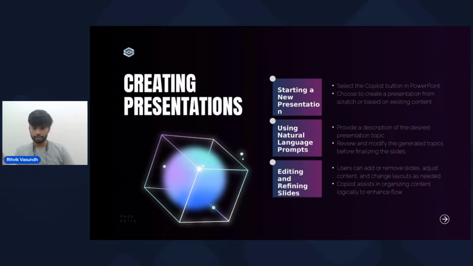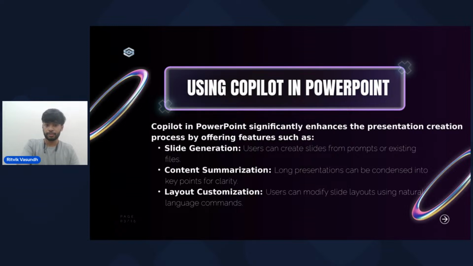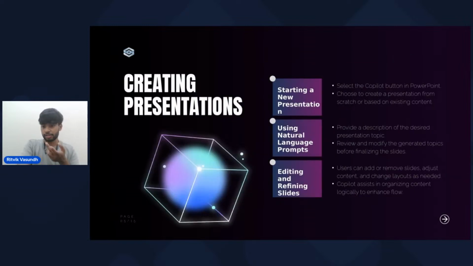Now the third part: users can add or remove slides, adjust content, and change layouts as needed. Copilot assists in organizing content logically to enhance flow. Suppose you got the list, you chose the designs, and now you want a particular slide added or removed. So you can do that. You can change the layout as needed, as discussed previously in this slide. That was layout customization. You can change the slides, you can change the layouts. It's all up to you. It's completely refinable from scratch. You can delete even a particular object in that slide.